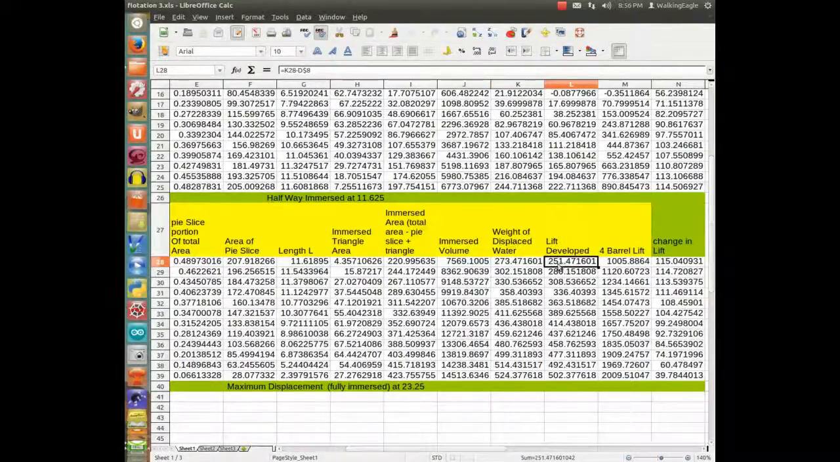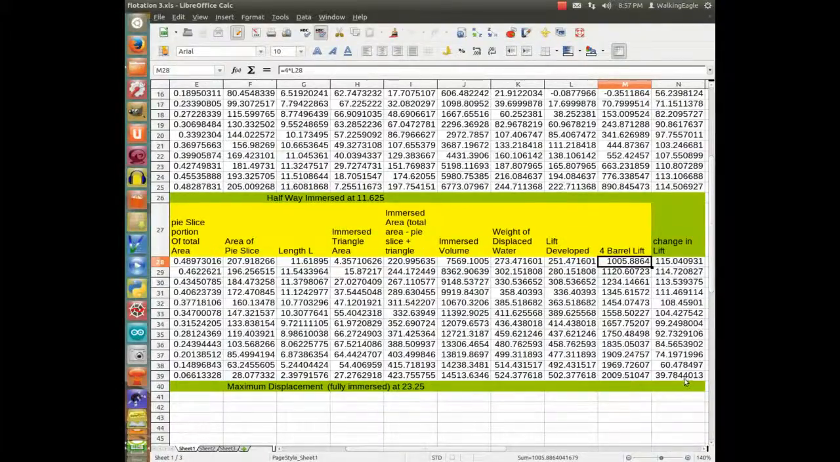I then subtract the weight of the barrel, which was 22 pounds. And that will give me how much lift this barrel is going to produce for me. Because I figured if we build a platform, we're going to have at least 4 barrels. So I just multiplied that number times 4 to get the 4 barrel lift.